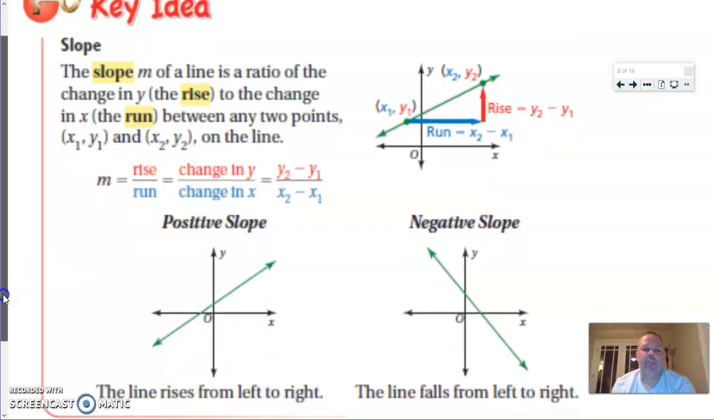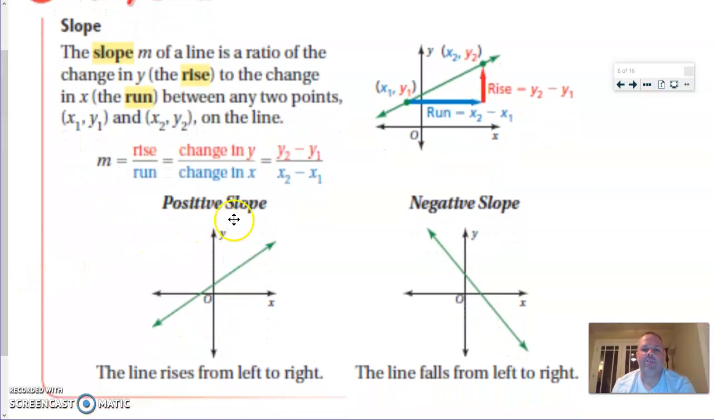Now, as I was mentioning earlier, a positive slope goes from left to right, and it is going up. Positive goes left to right and up. Negative slopes go left to right, but they go down. Negative slope goes down left to right. Positive up left to right, negative down left to right.